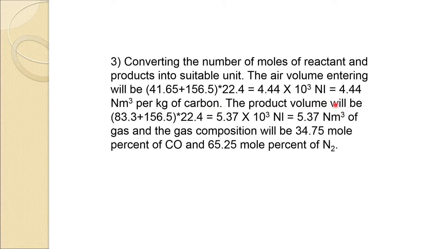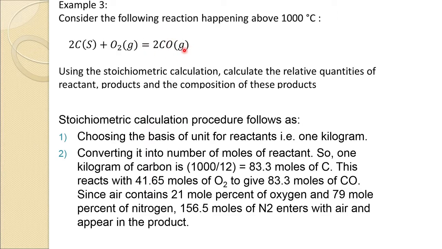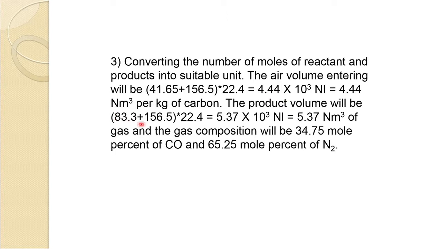Similarly, for the product, CO is coming out and nitrogen, and for CO we calculated 83.3 moles. The nitrogen you can multiply with the volume, and you get normal meter cube of gas. So, gas composition would be, now you can convert that again in reverse form of what we did here. So, you will get 34.7 mole percent of CO and 65.25 mole percent of nitrogen in that way.